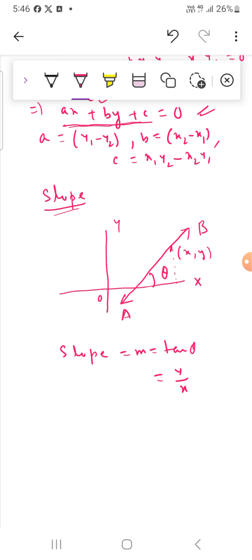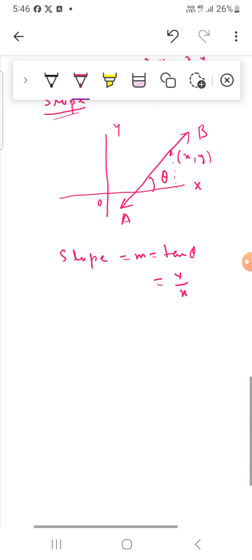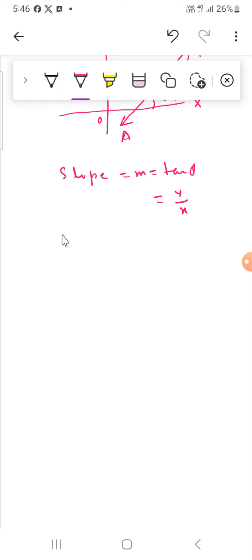Now we can find the concept of slope. If we represent the slope through this equation, how can we represent this? This is the slope intercept form.